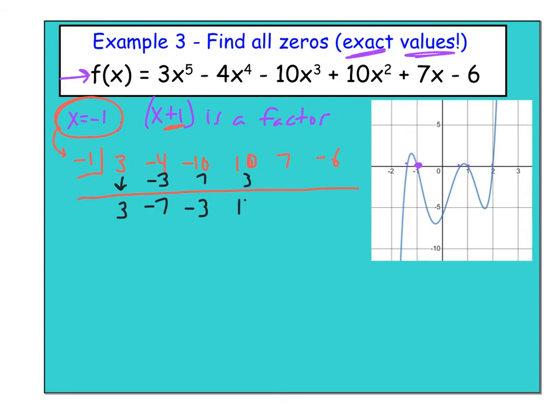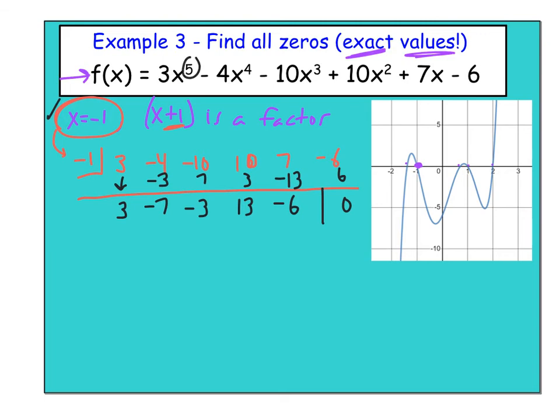This is a 10 here, I know that looks sloppy. 10 and 3 is 13. 13 times the -1 is -13. Okay, 7 and the -13 is -6. And then -6 times the -1 is +6. So we do get our remainder of 0. Okay, so that confirms that -1 is one of the zeros. And remember, there's going to be 5 of them here.